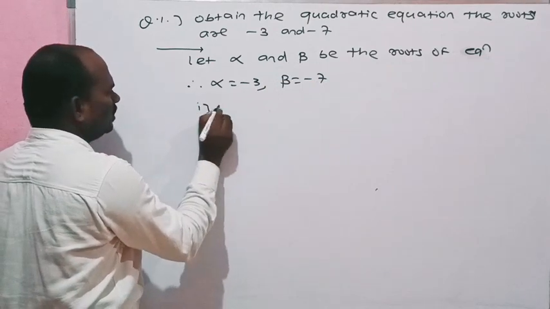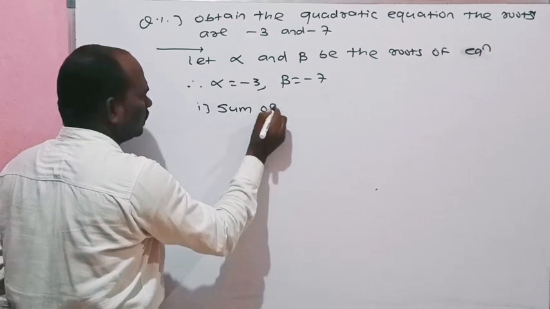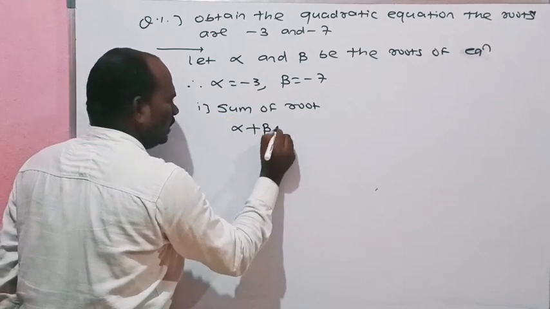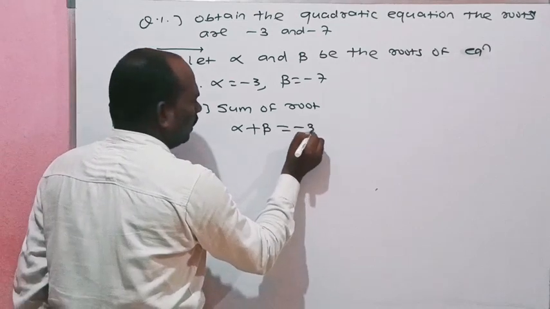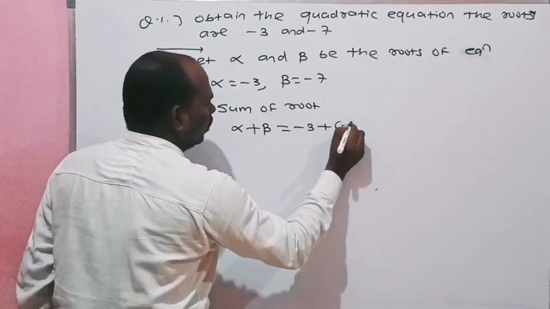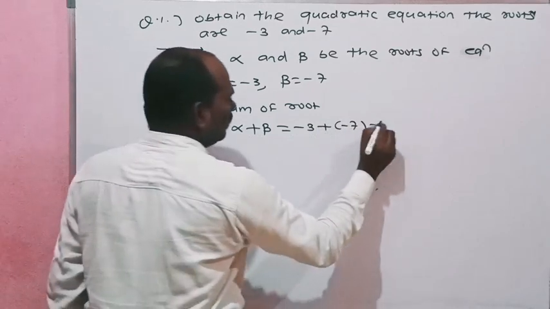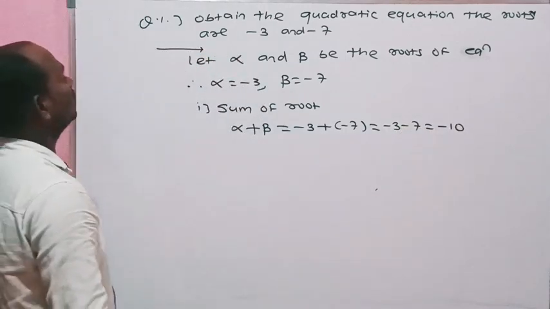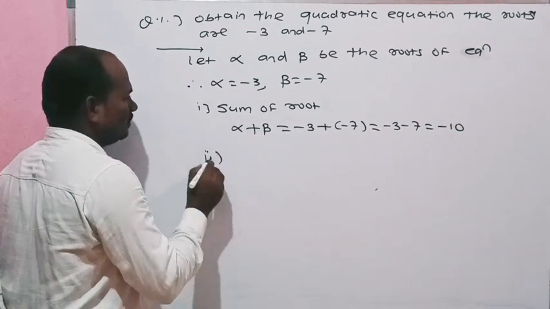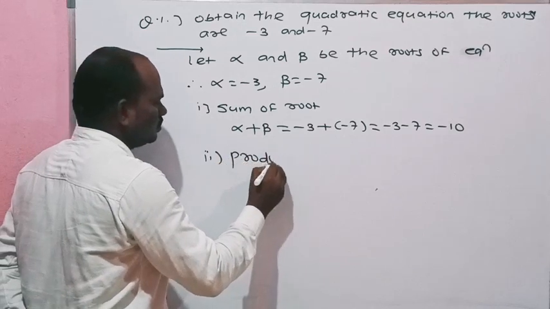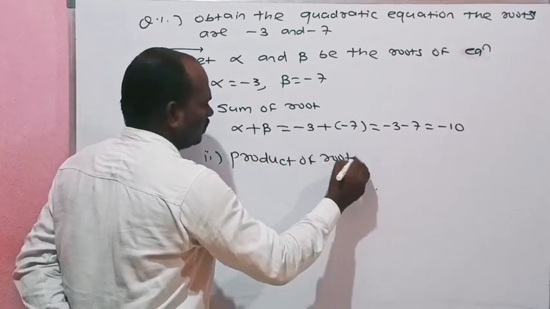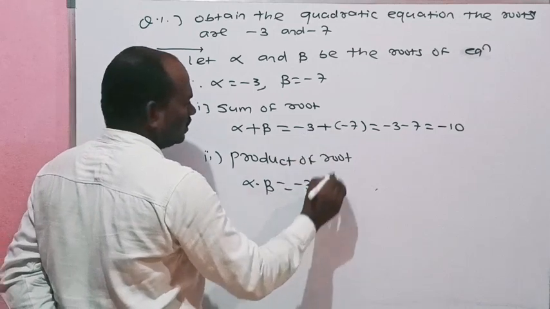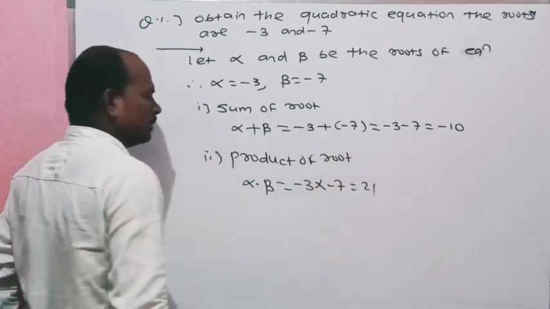First we can write the sum of roots. Sum of roots is alpha plus beta, equal to the value of alpha, -3, plus the value of beta, -7. The answer will be -3 -7, answer will be -10. Now second, the product of roots. The product of roots is alpha dot beta. Alpha is -3 and beta is -7, so plus 21.